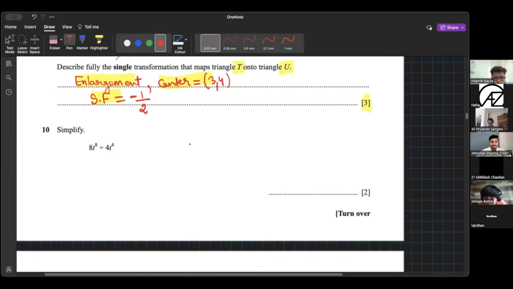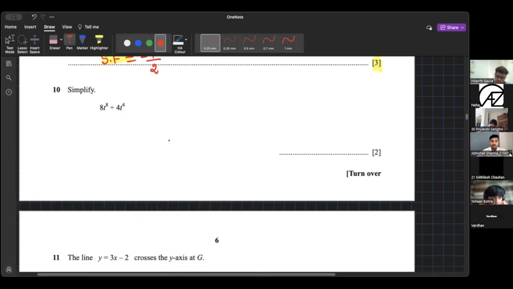Question number 10, it says simplify 8t raised to 8 divided by 4t raised to 4. First we'll write it down in the fraction form. That makes things very easy. So divide numbers with numbers: 4 ones are 4, 4 twos are 8. And now we have 2t raised to 8 minus 4, because the law of indices says that when two numbers are divided with the same base and different exponents, the exponents subtract. So the final answer will be 2t raised to 4. Clear?